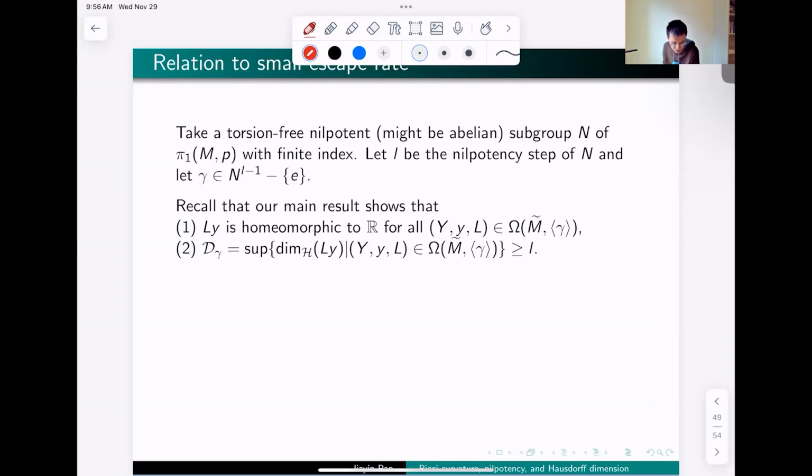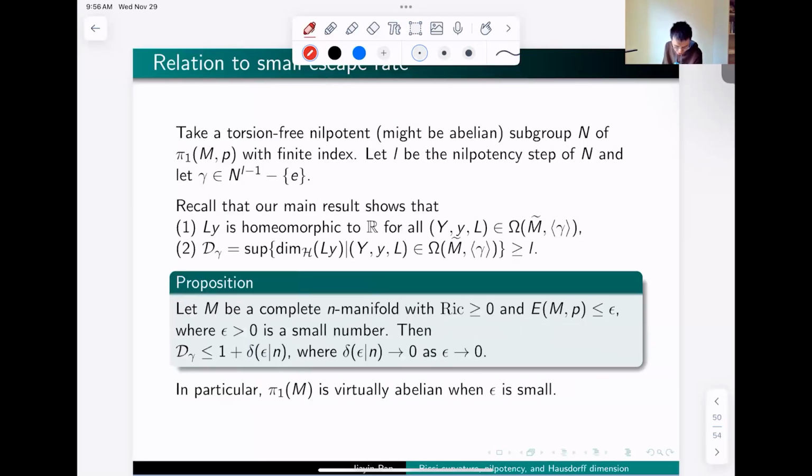There's also this relation to small escape rate, right? If you take a torsion-free nilpotent subgroup N of finite index inside the fundamental group, and again we take this gamma as a non-trivial element in the last non-trivial term of the lower central series. Recall that we have said its limit orbit is always homeomorphic to R, and this d_gamma, which is the supremum of all these Hausdorff dimensions of these orbits, is at least the step here.